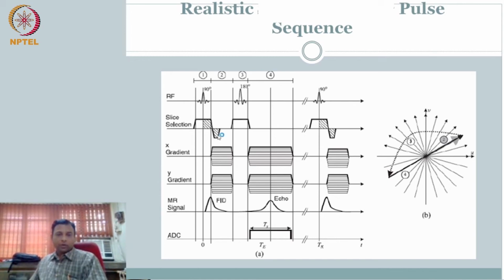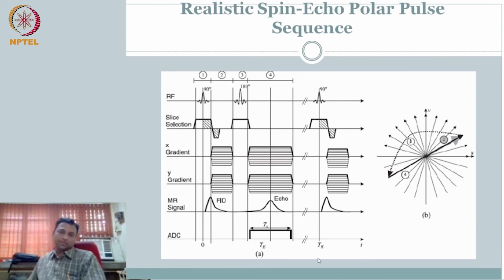Right? So I am not having a gap. In the readout direction, I have both X and Y on. That gives me the clue that if X and Y are on simultaneously, it has to be a polar sequence. Of course, it's also polar, but the echo is due to spin. So this is a realistic spin echo polar pulse sequence.